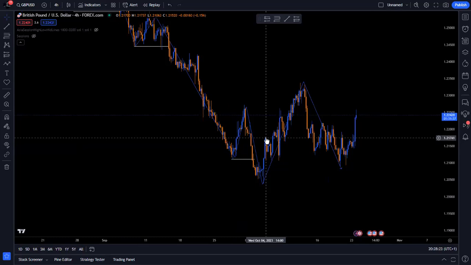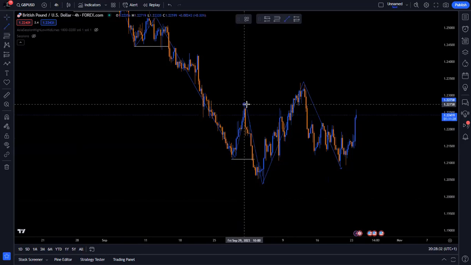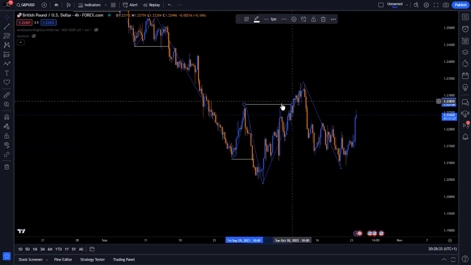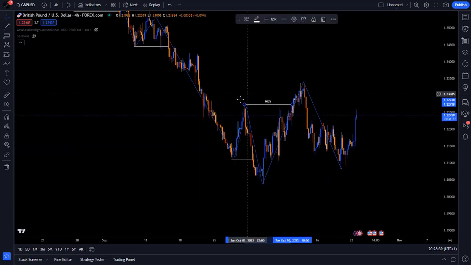So if in a downtrend we get to see that the swing high gets violated, it means something. It sends a message, okay? So at this point now, in a downtrend, this swing high gets broken. Now, this is a market structure shift. Yeah, this is a market structure shift.